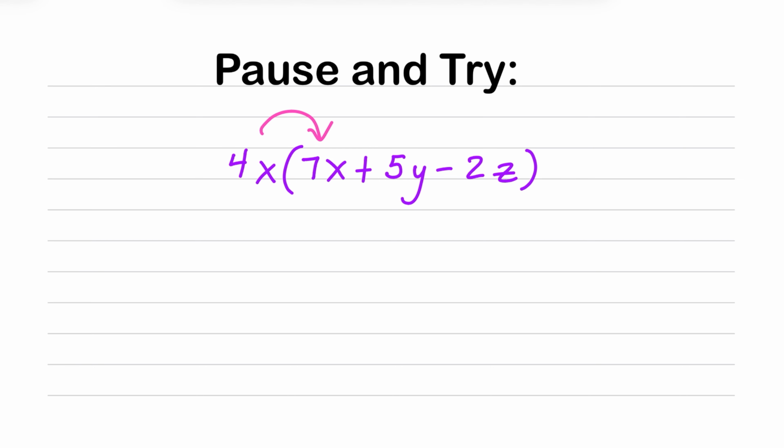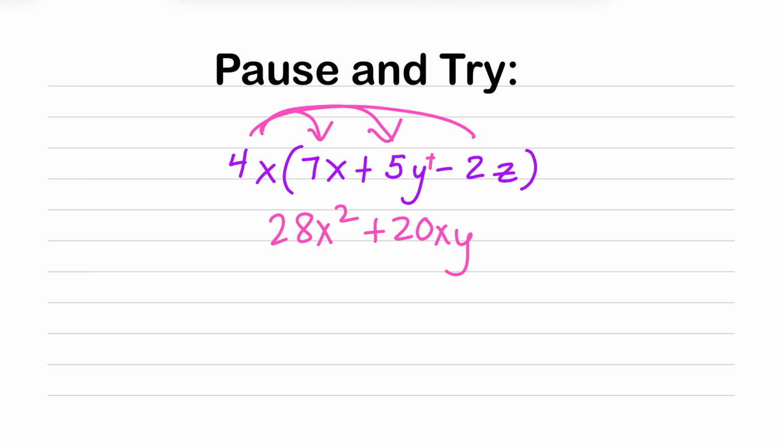Four x times 7x gives us 28x squared. 4x times 5y gives us positive 20xy. And 4x times negative 2z gives us negative 8xz.